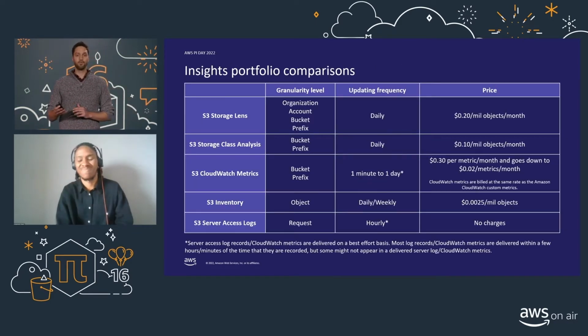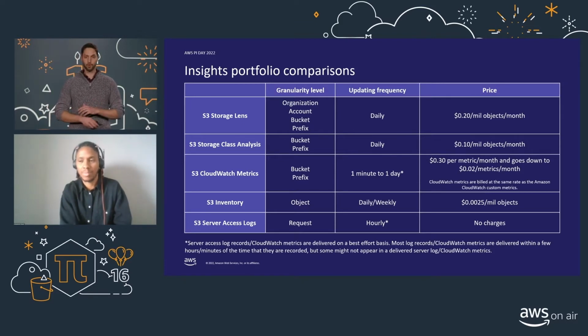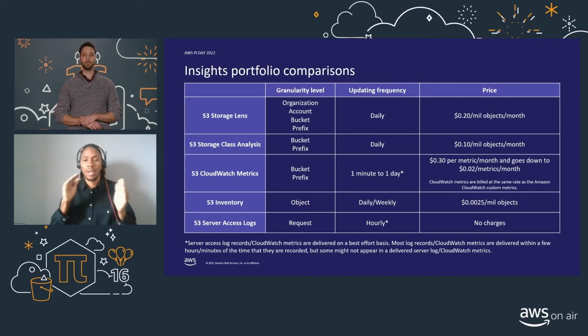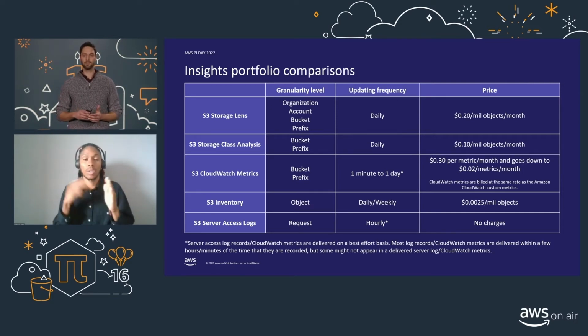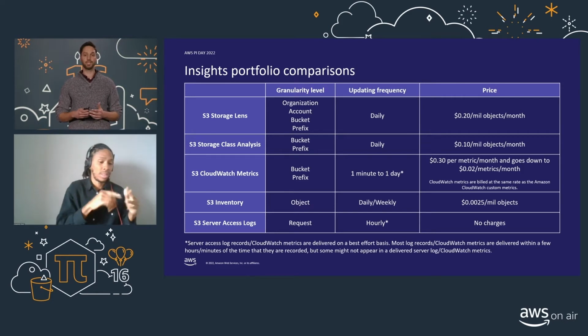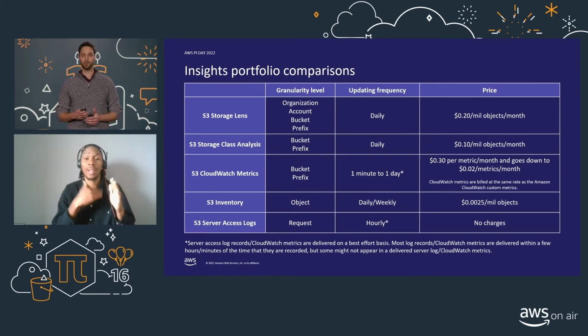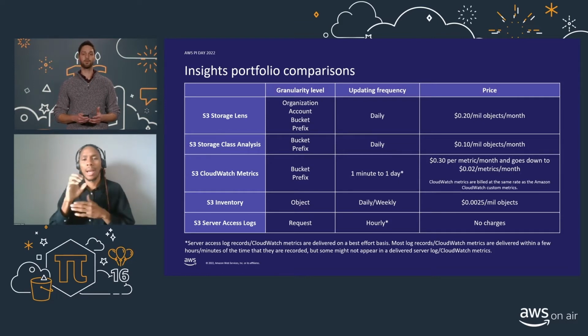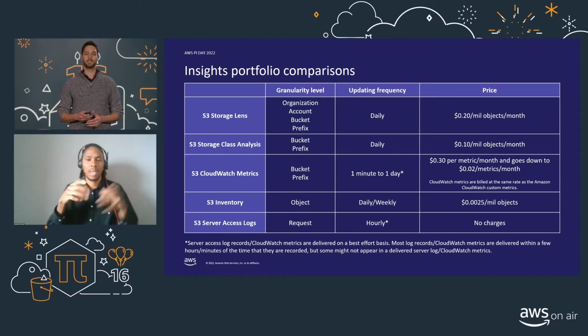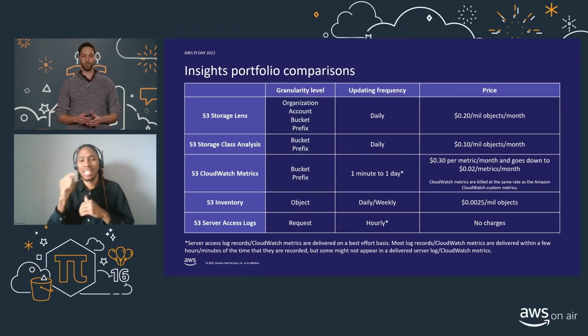Here is a helpful comparison for our observability and insights tools by granularity level, updating frequency, and pricing. So going by granularity level, Storage Lens provides you visibility from the organization level down to the account, bucket, and prefix level, with metrics that are refreshed daily and comes at 20 cents per million objects per month. Storage Class Analysis can be configured on the bucket and prefix level, updates daily, and comes at 10 cents per million objects monitored per month.